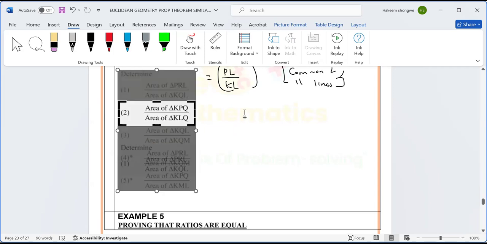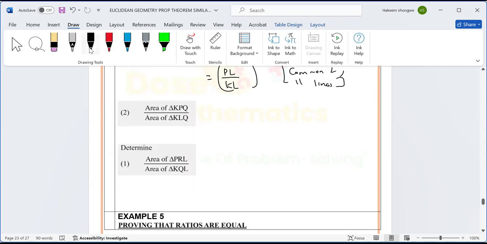So we want this one. We agree to say it's going to be written as KP over KL. Now, what is the reason for this one? We're going to tell them that they have the same height.